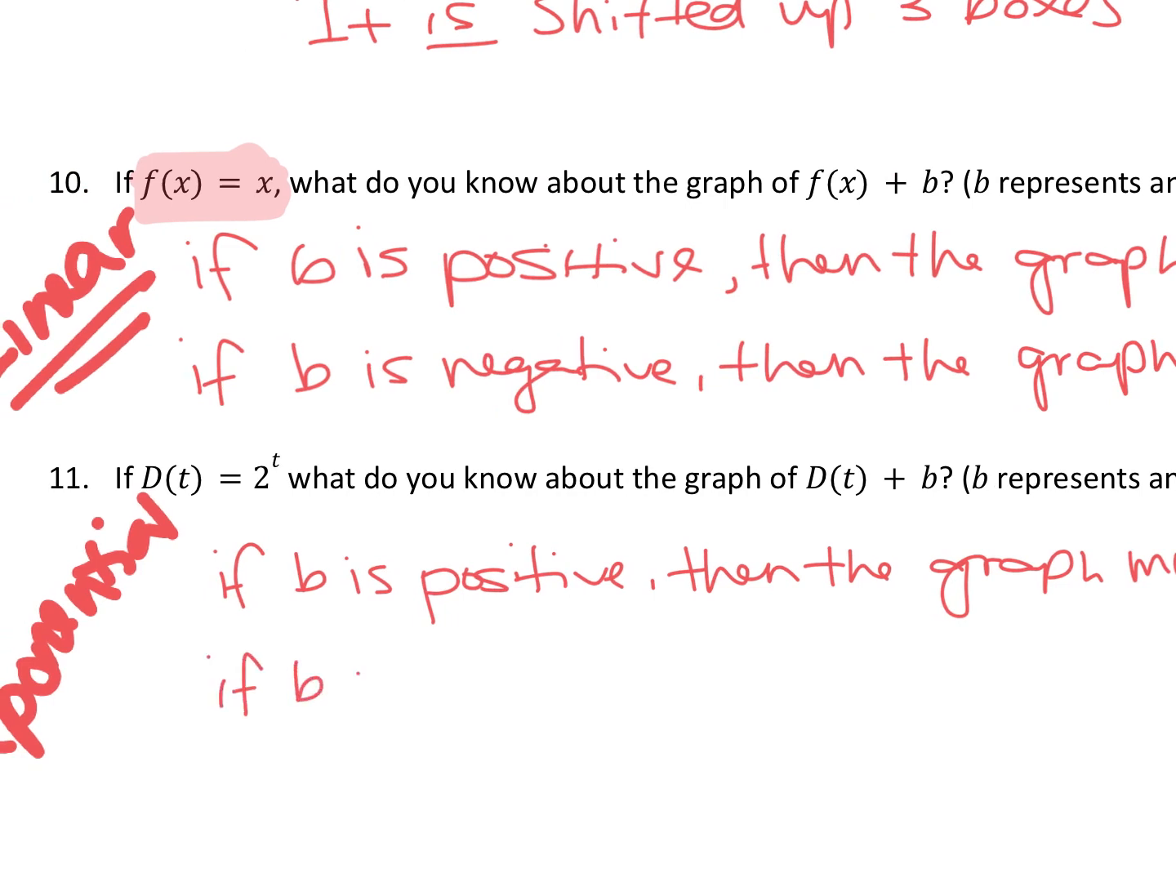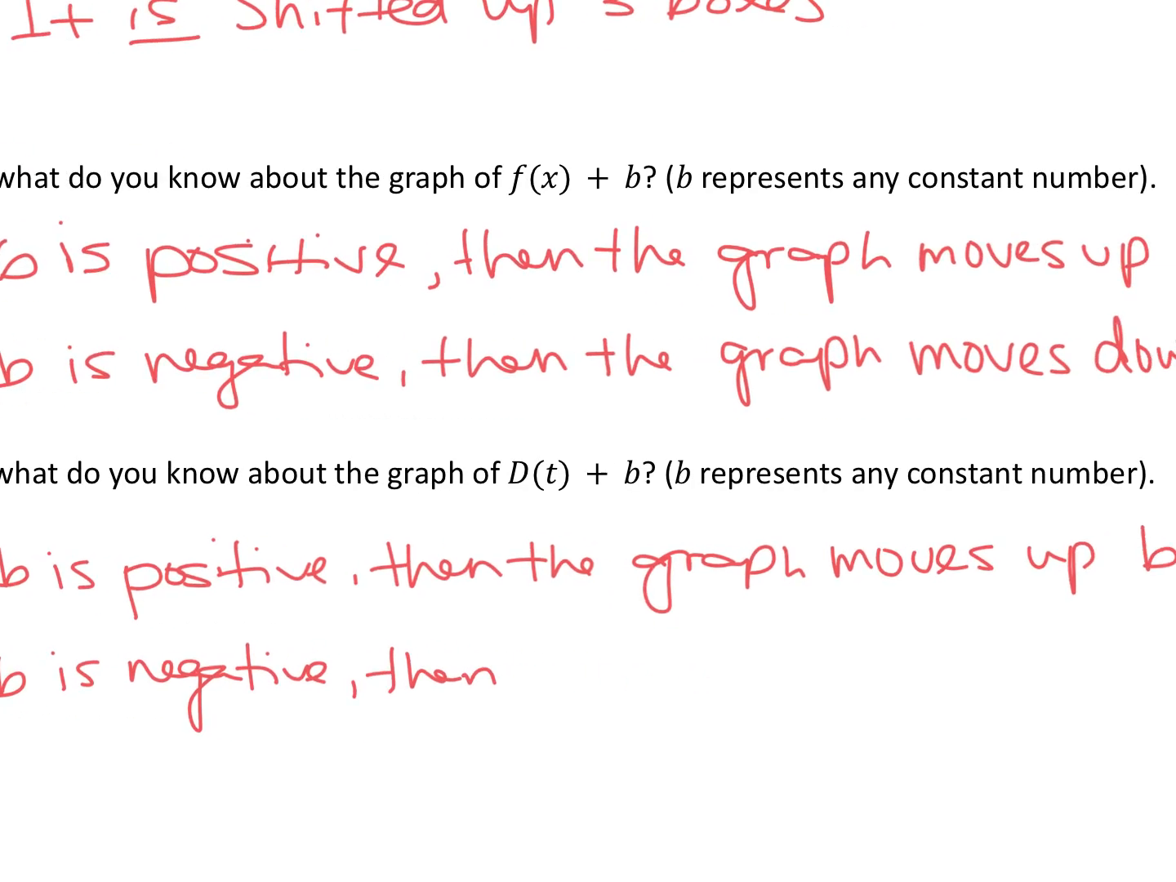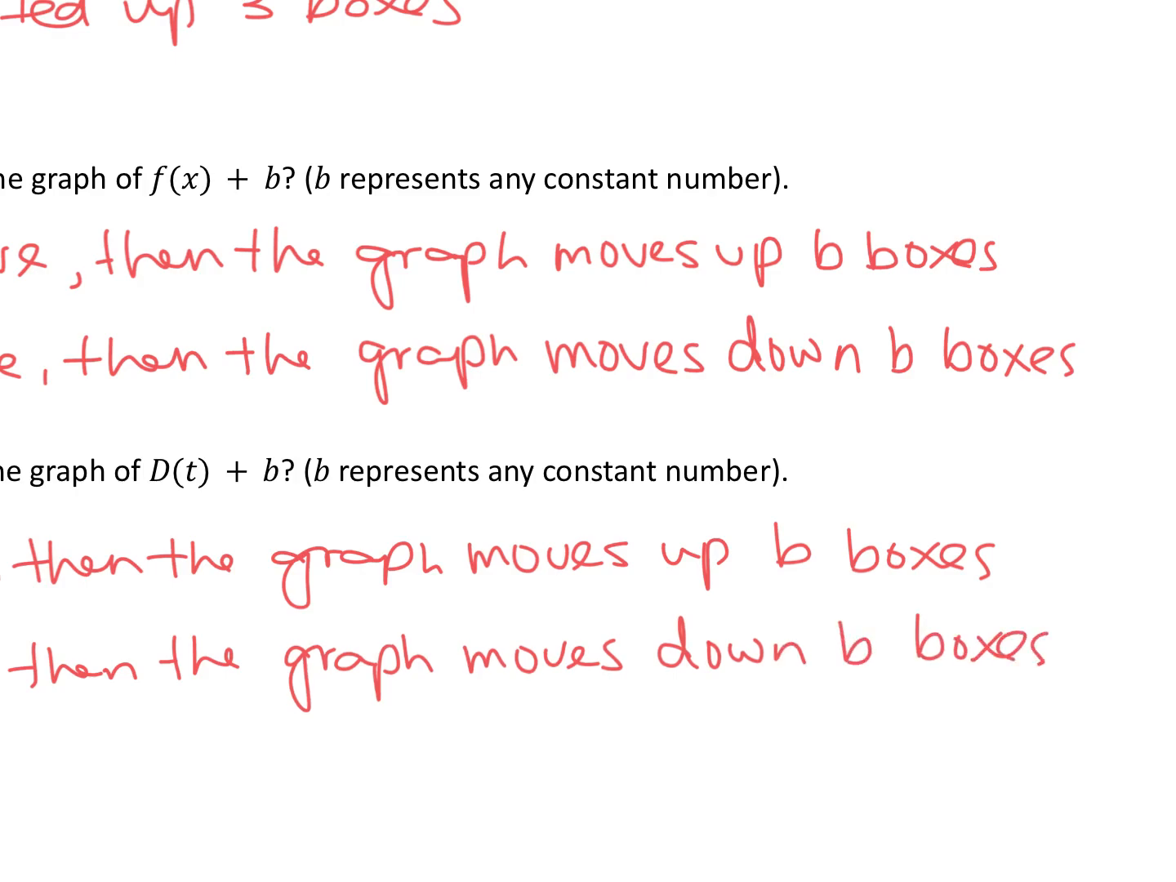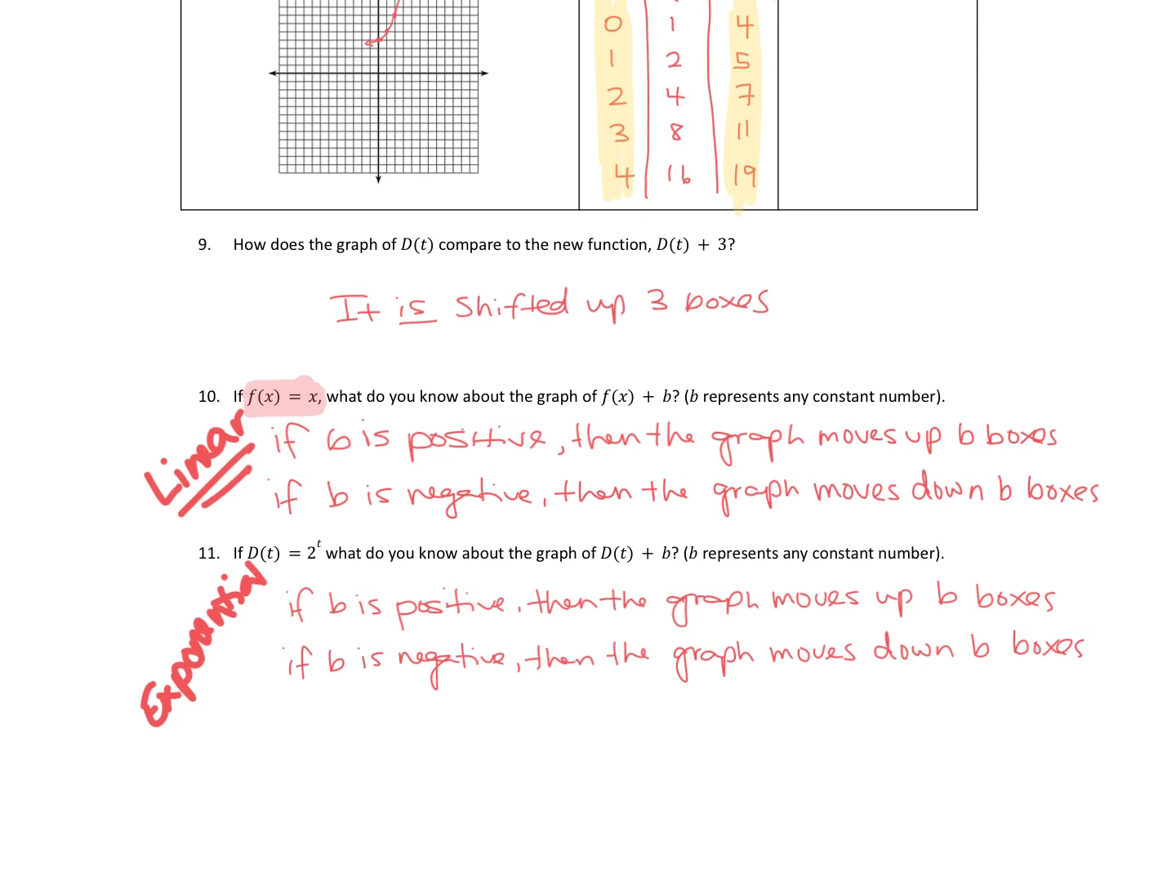If b is negative, then the graph moves down b boxes or b units. Then the graph moves down b boxes. Okay, so those are some really good observations, some good rules for us. So let's see if we can just apply this to any equation.